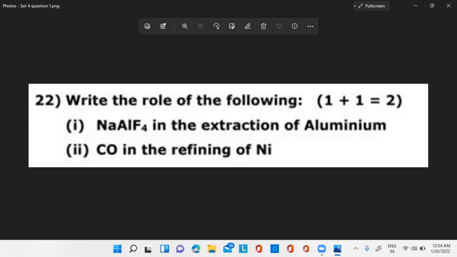Okay, so for this, I would like to mention that aluminium is extracted from one of its compounds called aluminium oxide, or alumina. When sodium fluoroaluminate is added to alumina, it lowers the melting point of alumina. As a result, alumina has its electrical conductivity increased, which helps in the process of extraction of aluminium. For that reason, sodium fluoroaluminate is added in the extraction of aluminium from alumina.